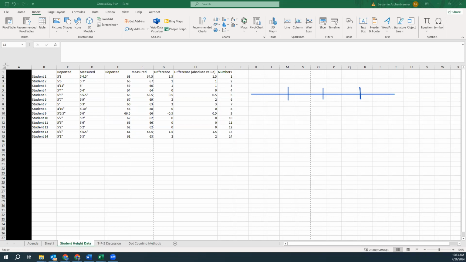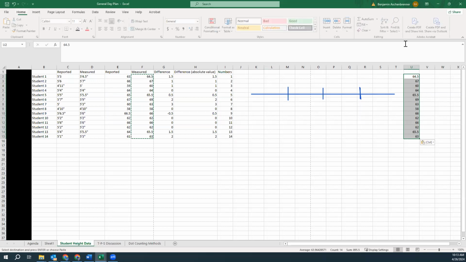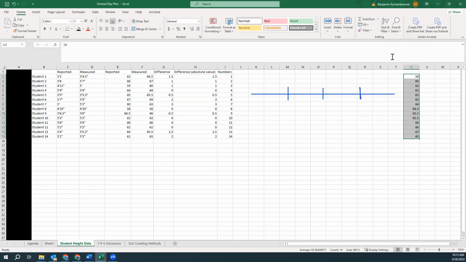So for instance, I could take my data and put an order to it. Let's say the measured values here. I'm going to bring it over here. I'm just going to sort it real quick. And there we go. Okay, so I can imagine breaking this into little fourths, quarters, quartiles.